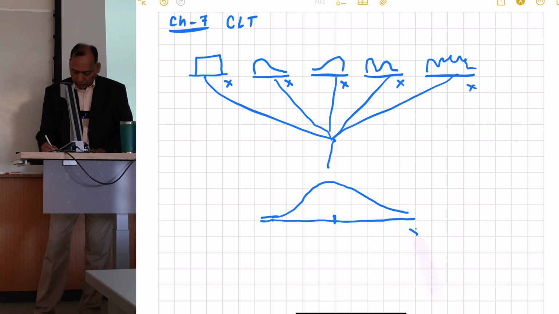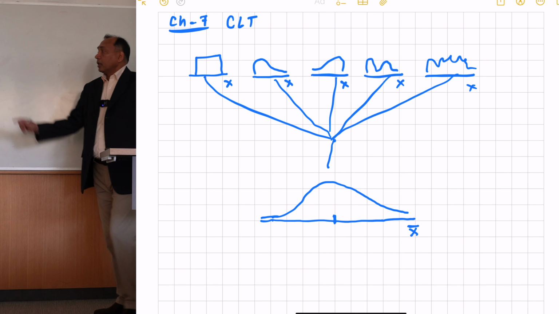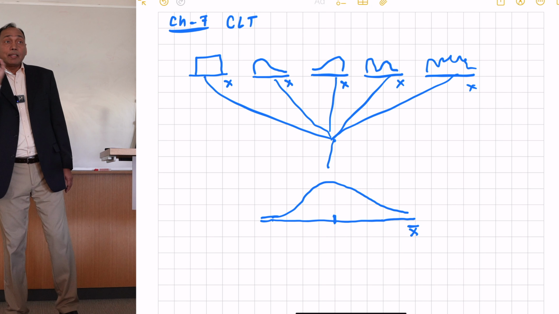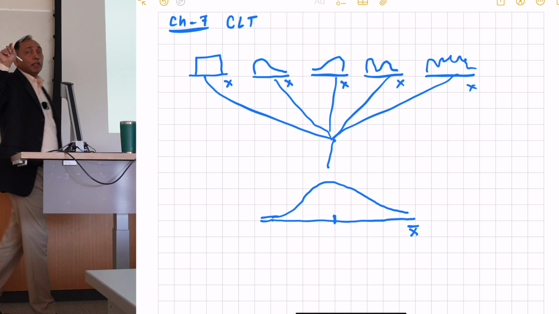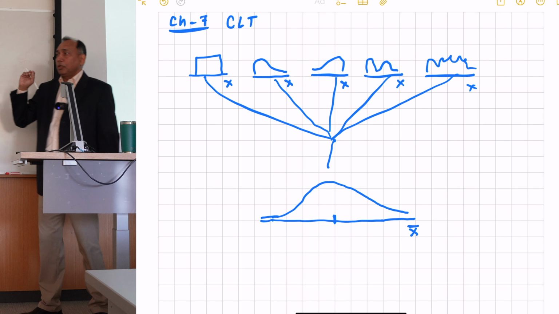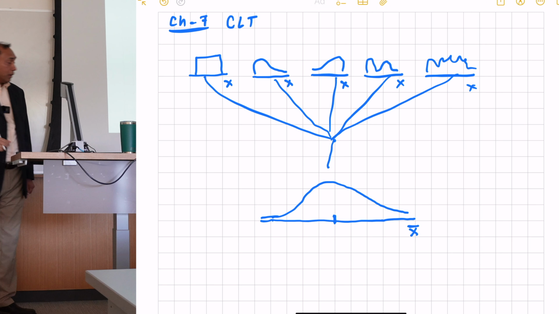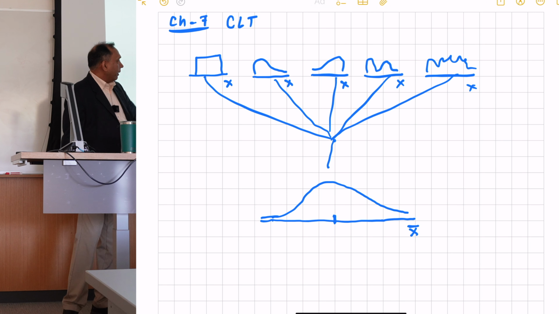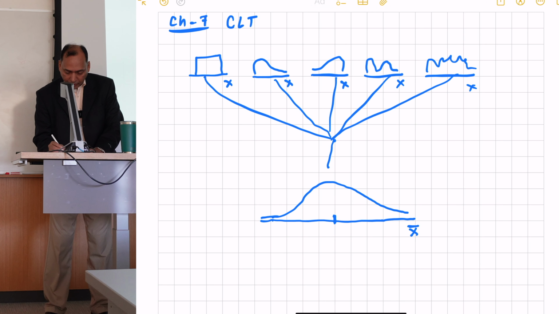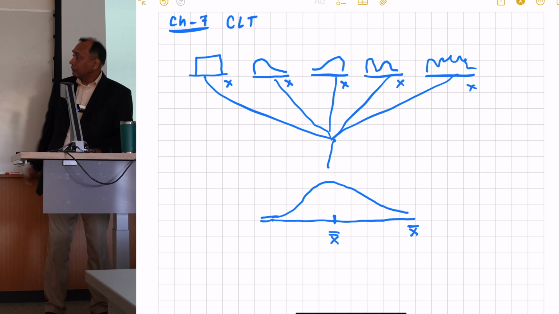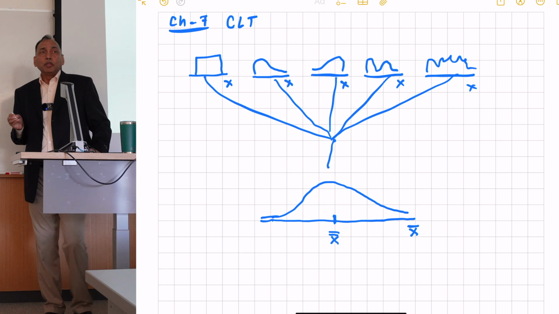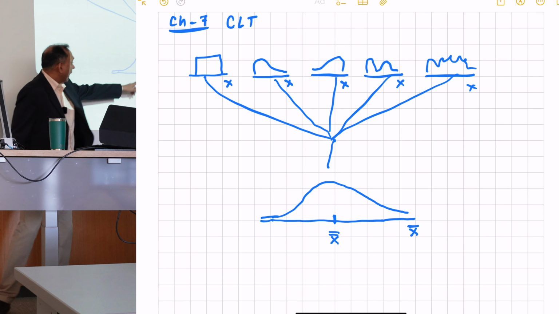So this is not x but x bar. So the x-axis is x bar values, like average of 2 dice or 3 dice or 5 dice. So we are finding averages and then plotting them. So the values are for averages. So in that sense, what you have in the middle is not average but average of averages. So I'm putting 2 bars, which means that the middle value is average of averages.